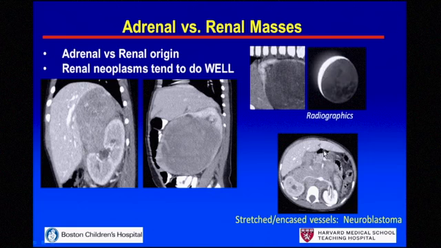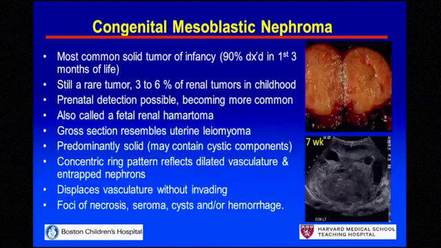Just a little pearl: neuroblastoma is almost invariably originating from the adrenal gland. If it's very large and you're not so sure whether or not it's from the kidney or the adrenal, if you see that the mass is encasing, stretching, and lifting the aorta off of the spine, you're almost certainly dealing with an adrenal origin mass, not a Wilms tumor, but a neuroblastoma, as in this case.